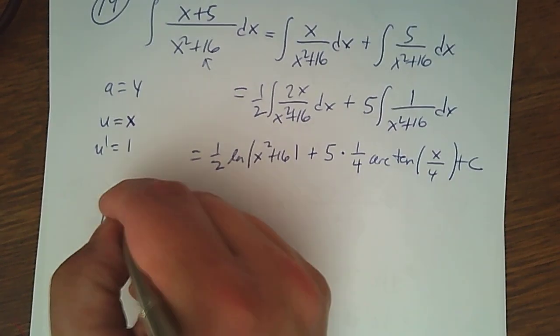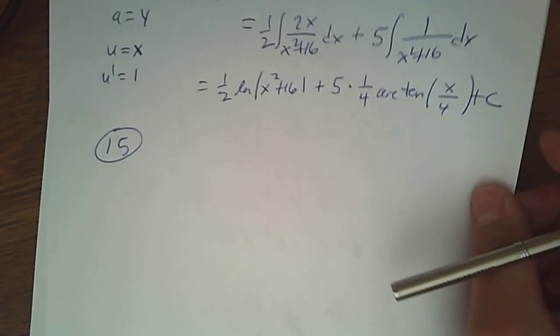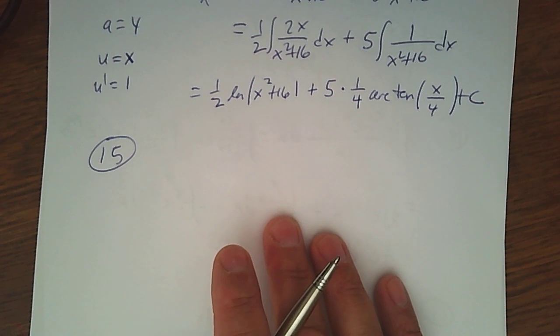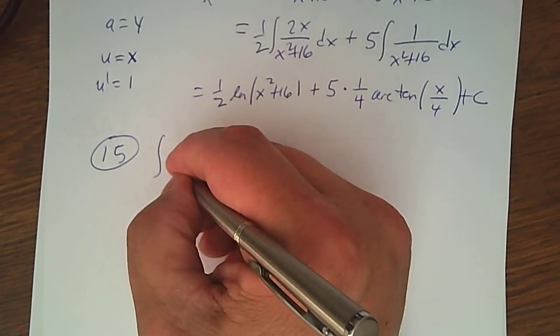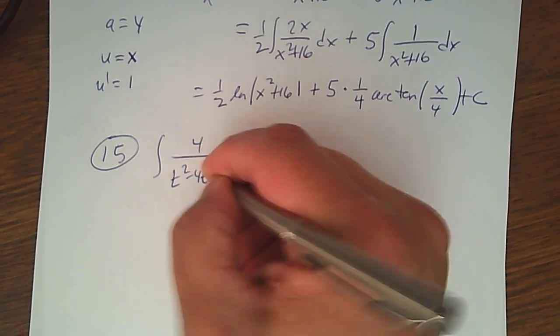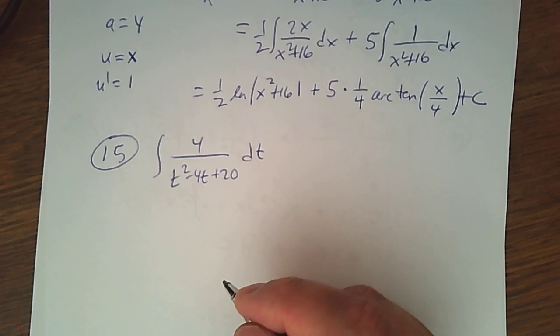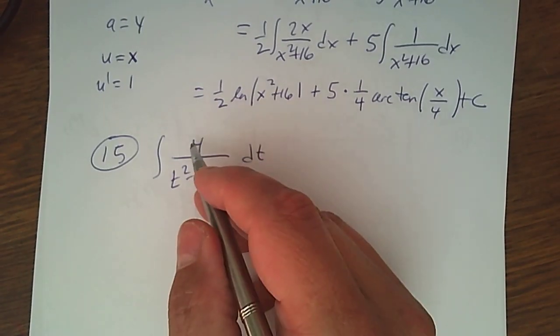All right, last one for this lesson, number 15. Good job deciding to work with me on this and not just copy the answer key. 15, so we're going to integrate 4 over t squared minus 4t plus 20. Now, if I take the derivative of the bottom, I get 2t minus 4. It's a binomial, so it's not going to match the top.